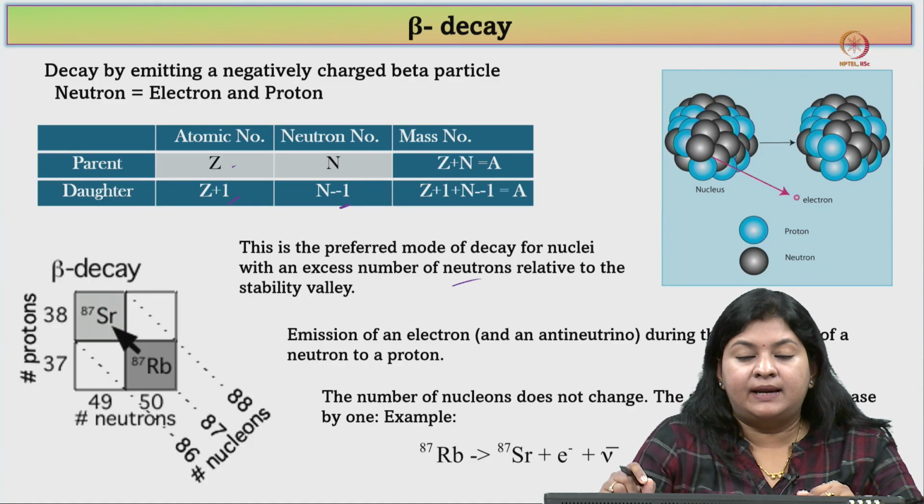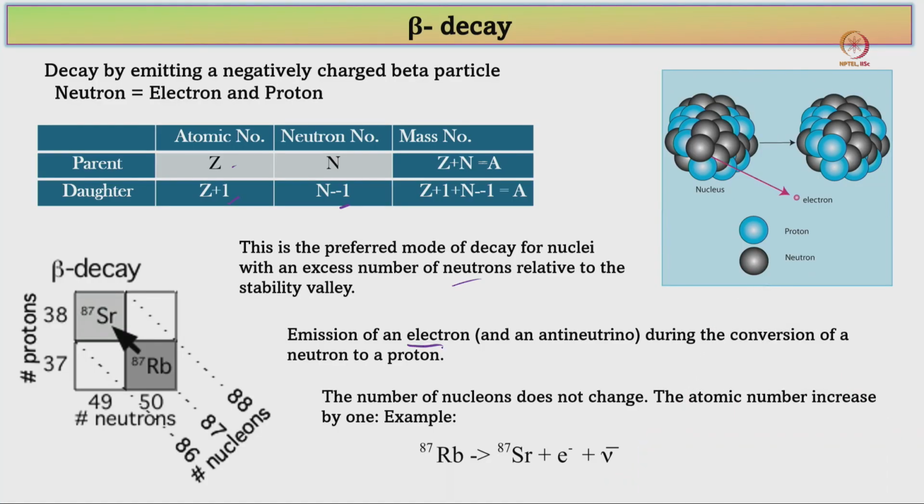So, it will emit an electron, along with an antineutrino. It is called an antineutrino because this is going to help the conversion of a neutron to a proton, and this does not change the number of nucleons. Only the atomic number increases by 1. So, in the decay of 87 rubidium, the number of neutrons just changes. So, it is moving like this because the atomic number has increased. The proton number has increased. So, it changes.